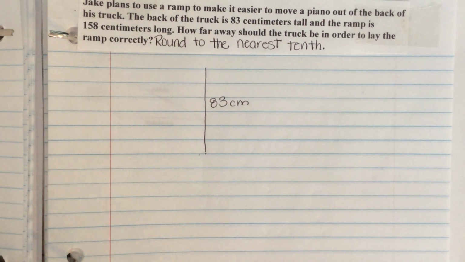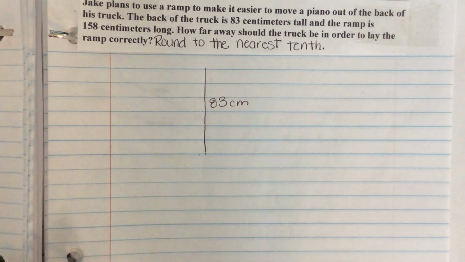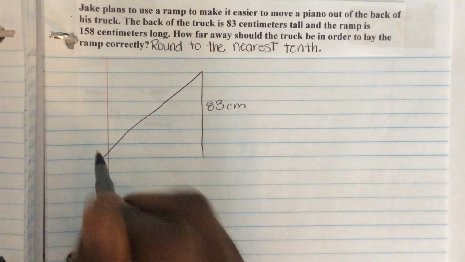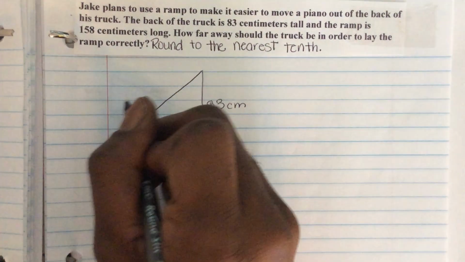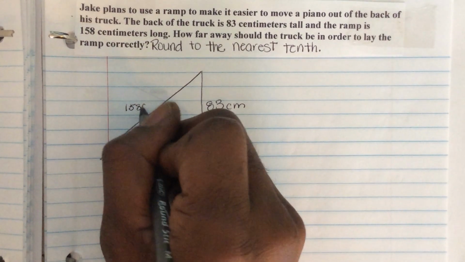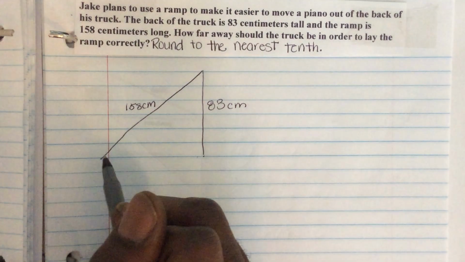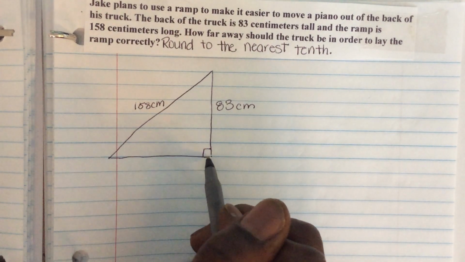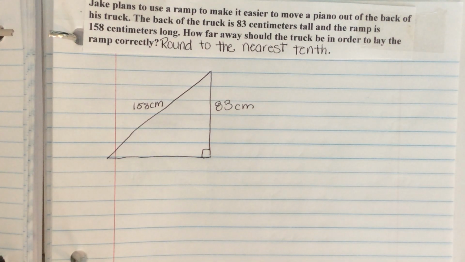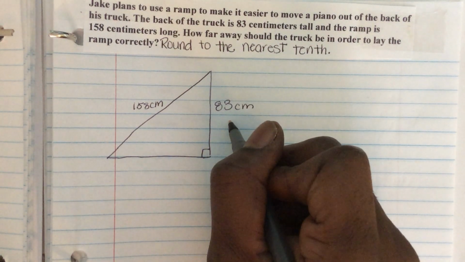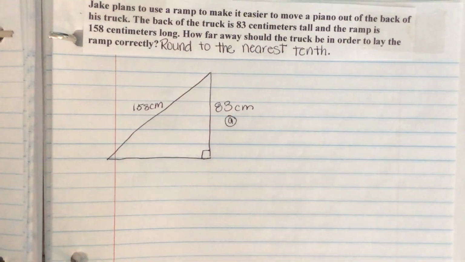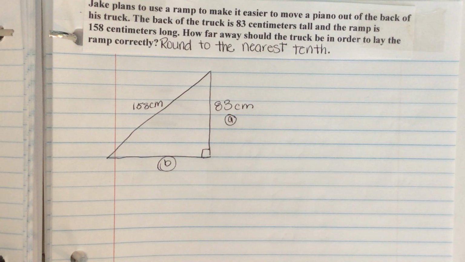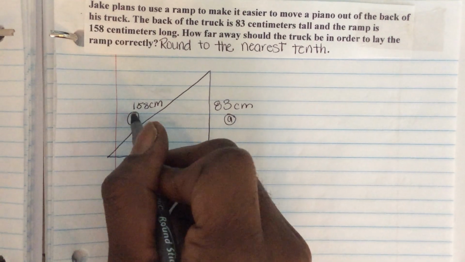Then it says the ramp is 158 centimeters long. So I know long should be my hypotenuse, and that will be 158 centimeters. So now I have my right triangle. I have my 90-degree right angle. Now, of course, I can label this A for my first leg. I don't know my second leg, B, and I know that my hypotenuse, C, is 158 centimeters.